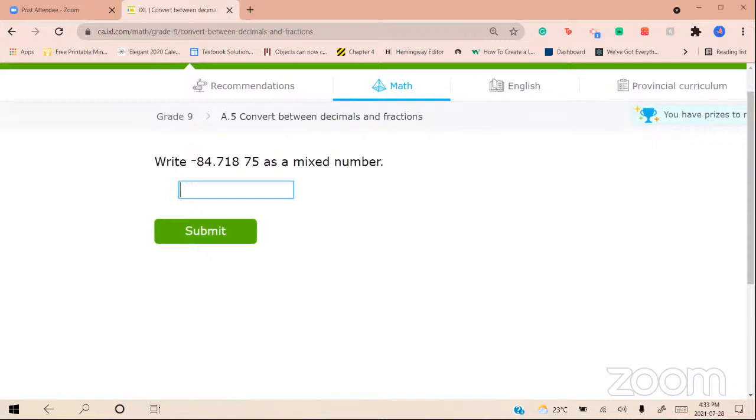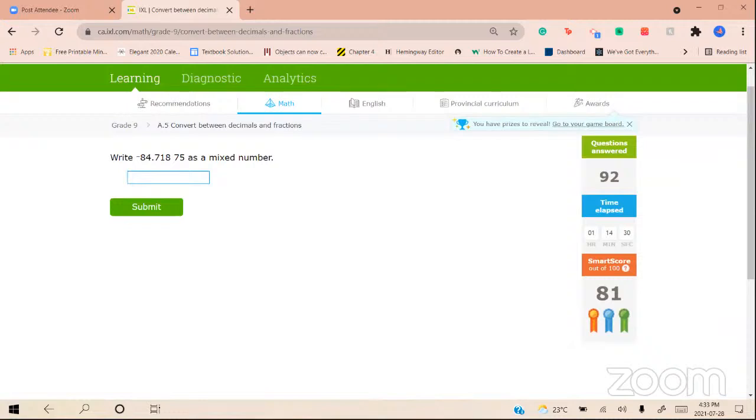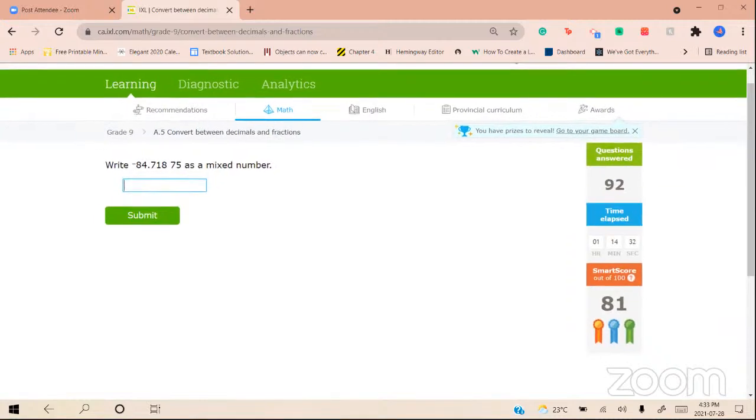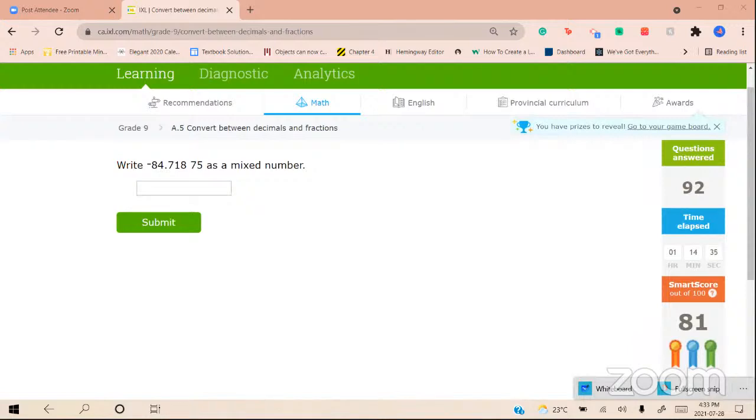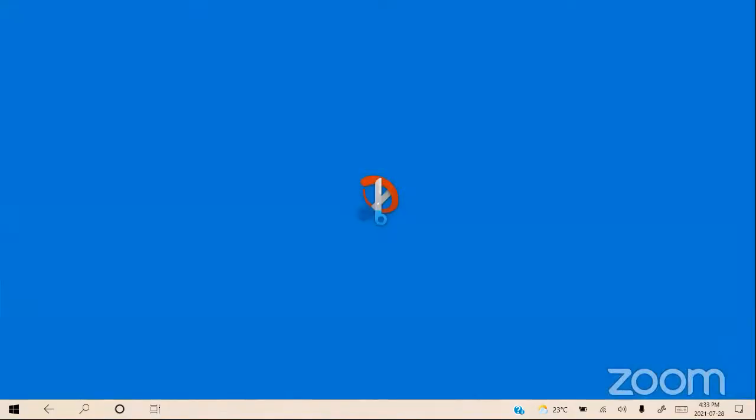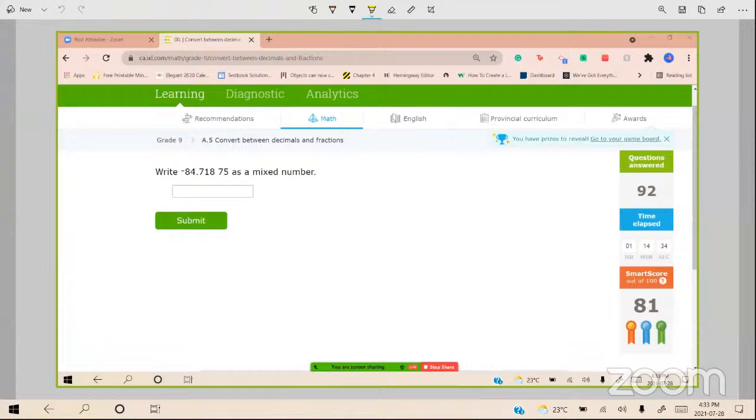Like I'm doing this for 1 hour and 14 minutes, and I went to 100 and I'm coming back again and again. Oh, it's okay. We can do it together. Yes. So for a mixed number, first we are going to write negative 84. Very good. Then we are going to write 7.1875.